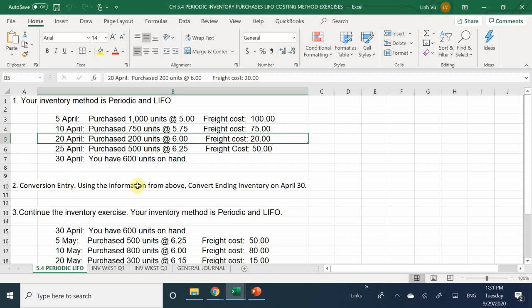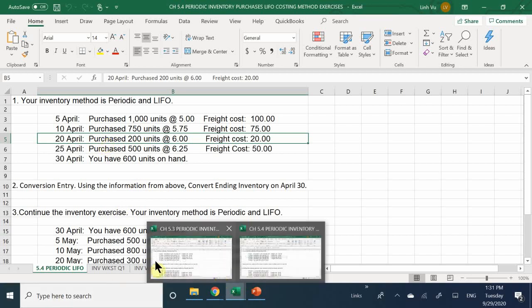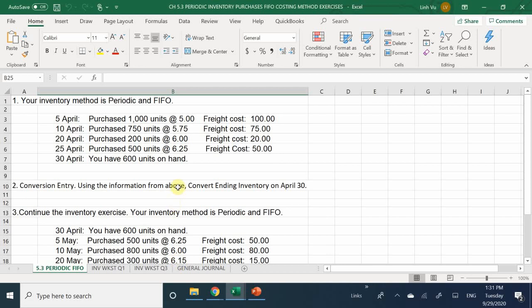All right, so here is exercise 5.1. We're going to be looking at our very first exercise right here, which is pretty much us calculating our inventory purchases, and then we're going to figure out at the end of the day how many items we sold and how we cost it. So in this case, let's get started.